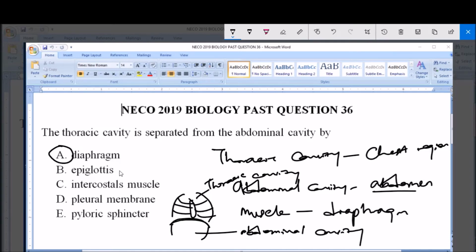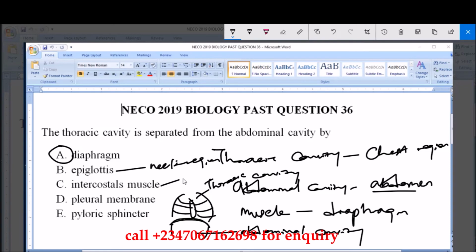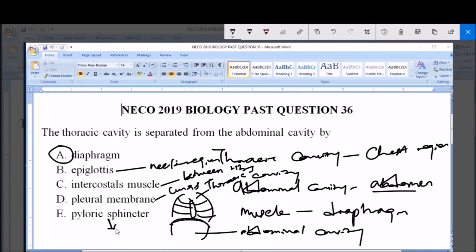Now the epiglottis here is found in the neck region. The intercostal muscles, those are the muscles that are between the ribs. Then the pleural membrane is the membrane that covers the lungs, and the pyloric sphincter is a sphincter present in the pylorus of the stomach. You'll find it in the pylorus of the stomach. That is where the stomach enters into the duodenum.